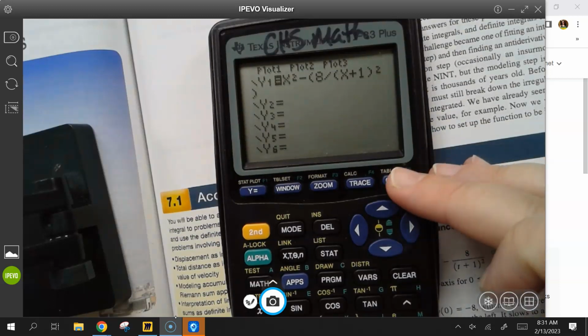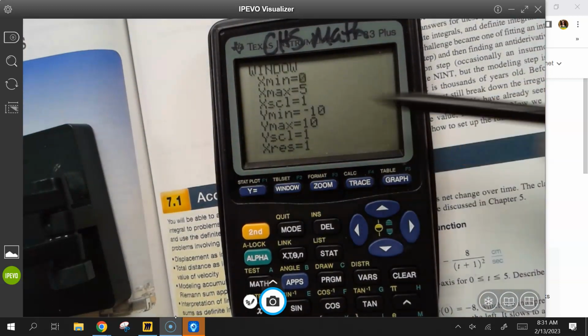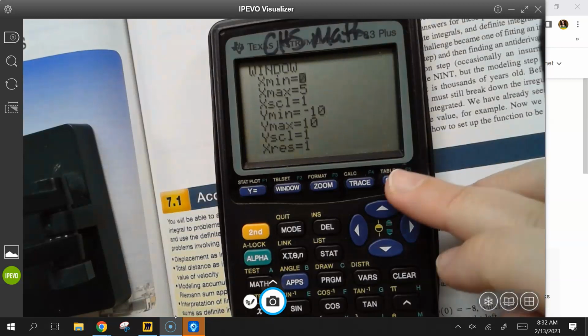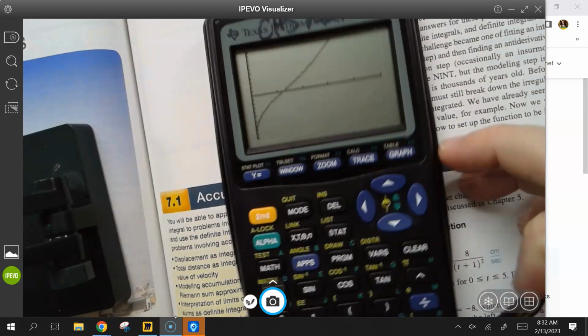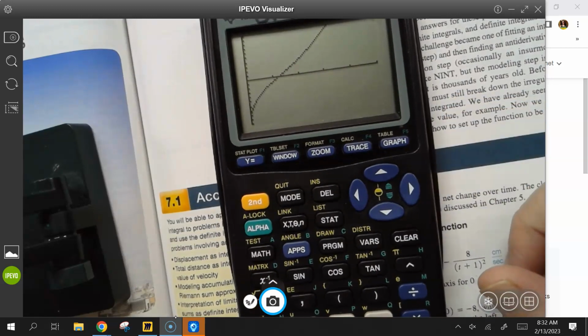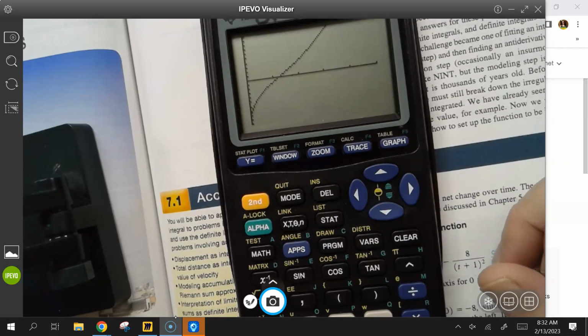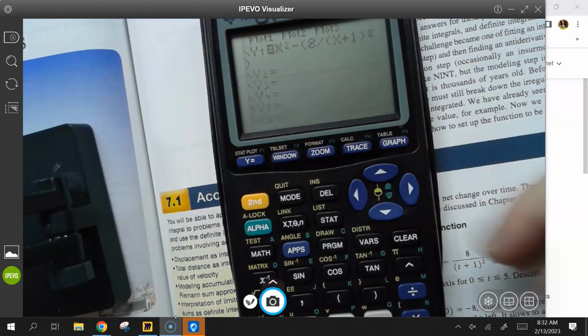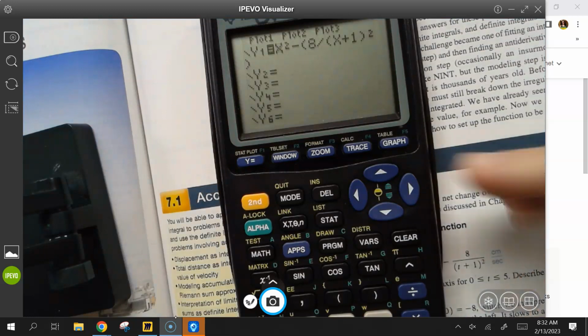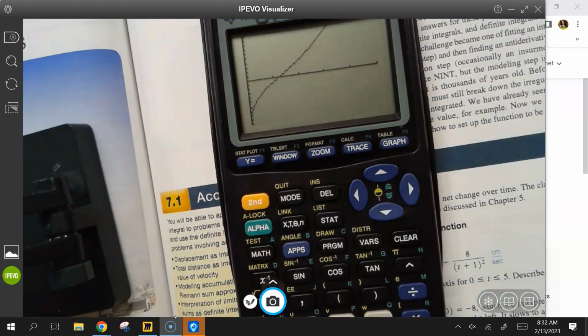All right, so let's see what happens. Again, my window, my x is from 0 to 5 because that's all it asked me to analyze. I'm going to graph it. Is that what y'all's look like? Okay, so what happens? So I got an initial velocity of 8, right?